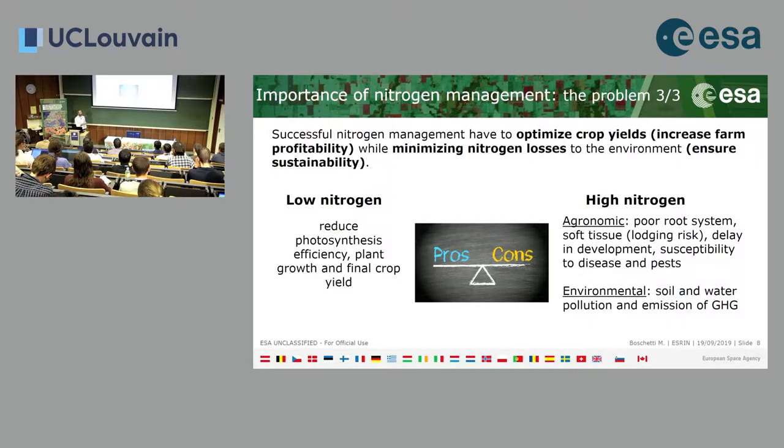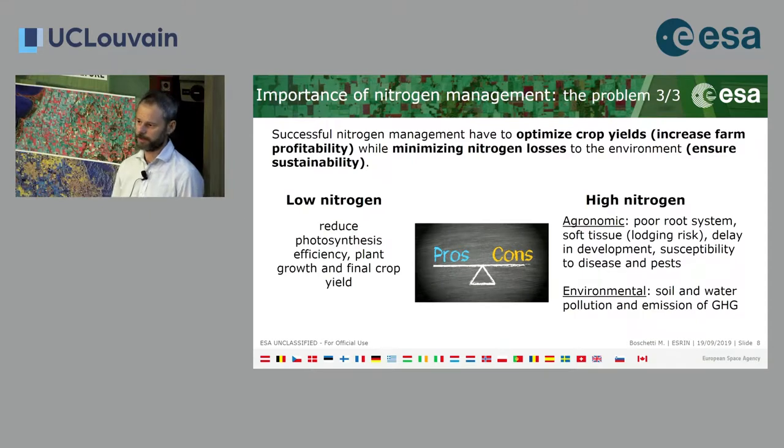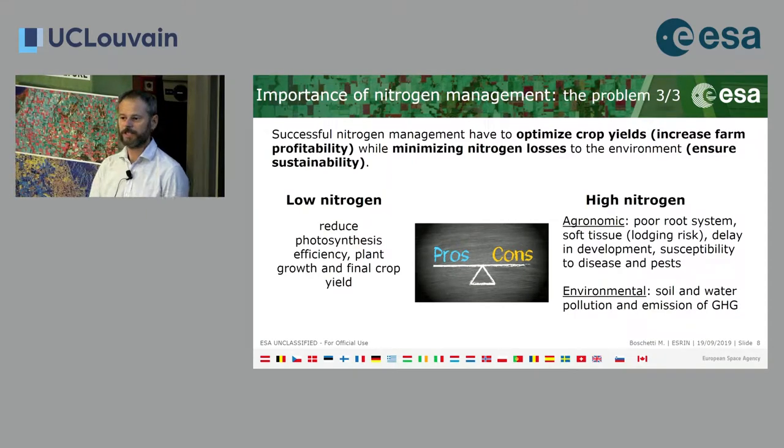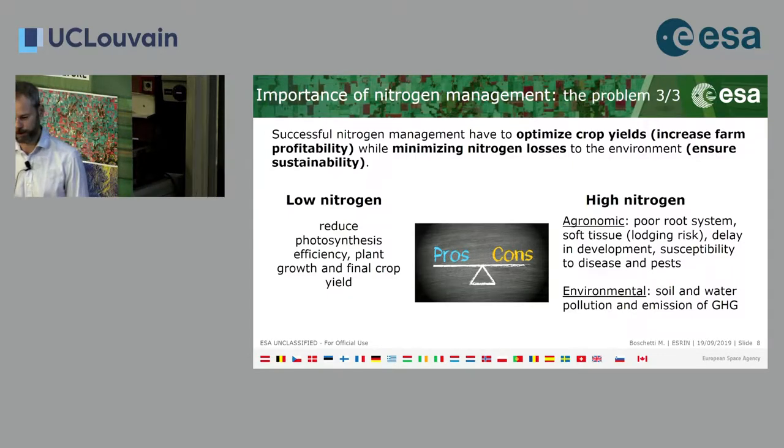But on the other hand, too high an input of nitrogen can have a bad effect. From the agronomic point of view, something that someone who is not an expert in agronomy doesn't think about, the excess of nitrogen can produce problems in plant growth, in terms of disease or weakness of the plants. One of the major effects is the lodging of the plant at the end of the season, which again has a negative effect on the farming. But the other one that I already mentioned is related to the environment: soil and water pollution.